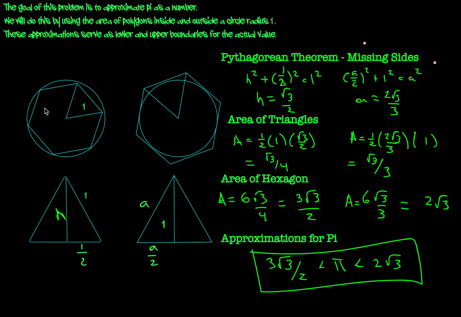One was below the value of pi. The area of this hexagon is less than pi, so pi must be greater than 3 radical 3 over 2. And it must be less than the area of this hexagon, which was 2 radical 3. So here's my final solution. Okay? Again, I think the important part is to just show the highlights, but to be clear about the work.